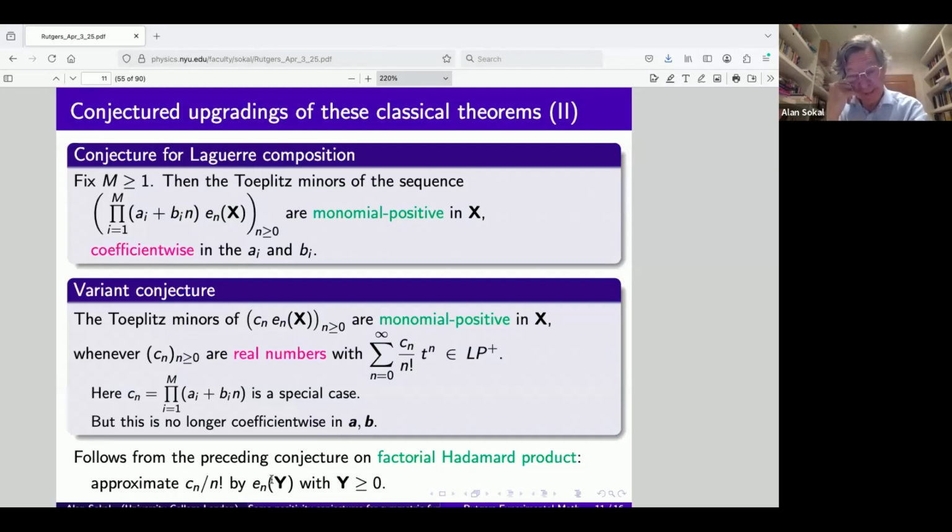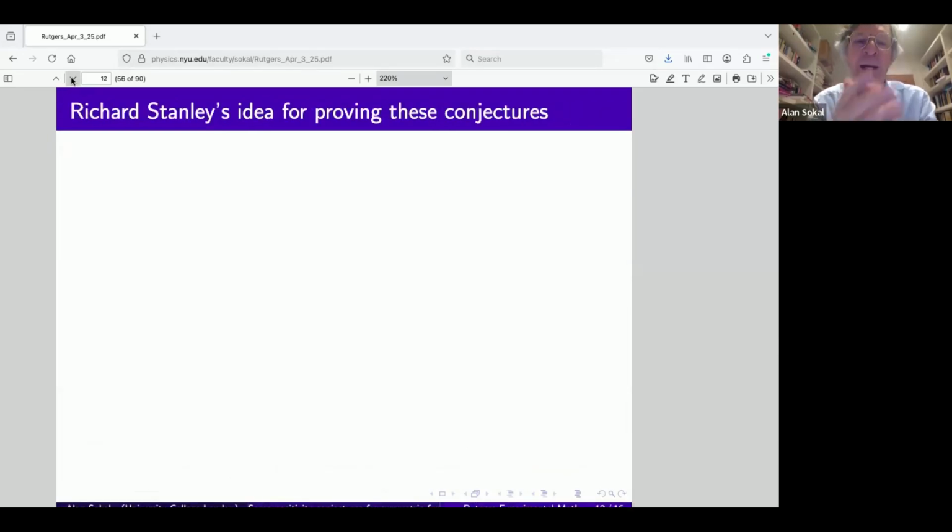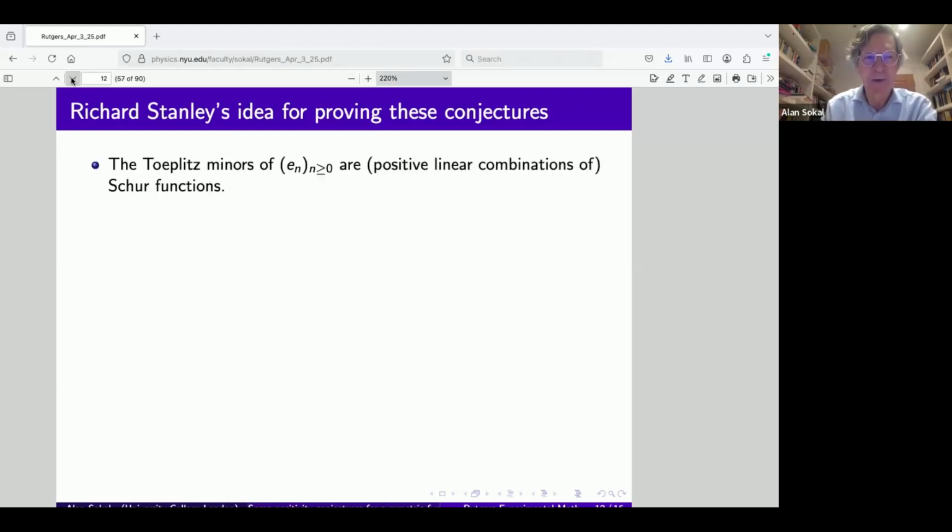So these conjectures are somewhat related to each other. Okay, now here's where it gets really interesting. I gave a talk about this about 2 years ago at Harvard, and Richard Stanley was in the audience, and he immediately suggested the following idea for proving these conjectures, which I think is a great idea. We still haven't used it to prove the conjectures, but it's a great idea.